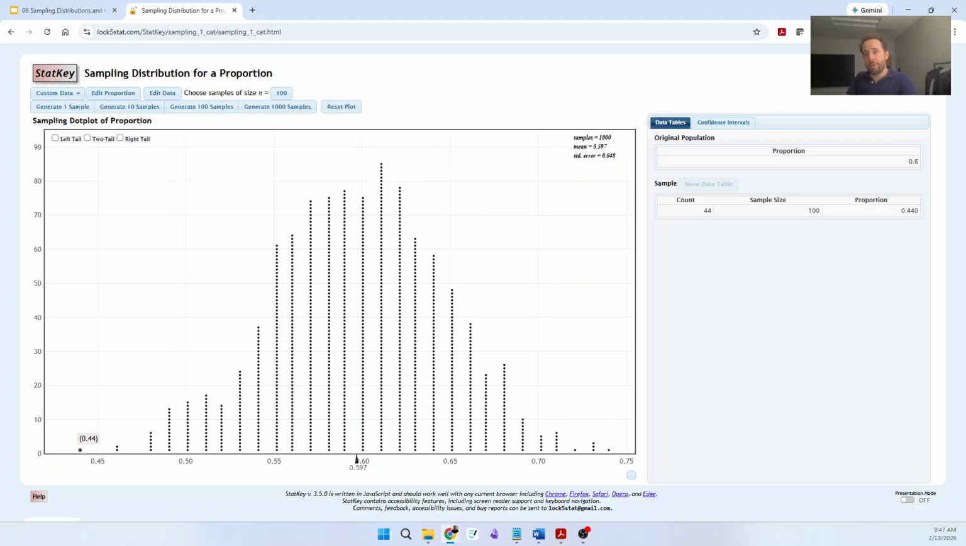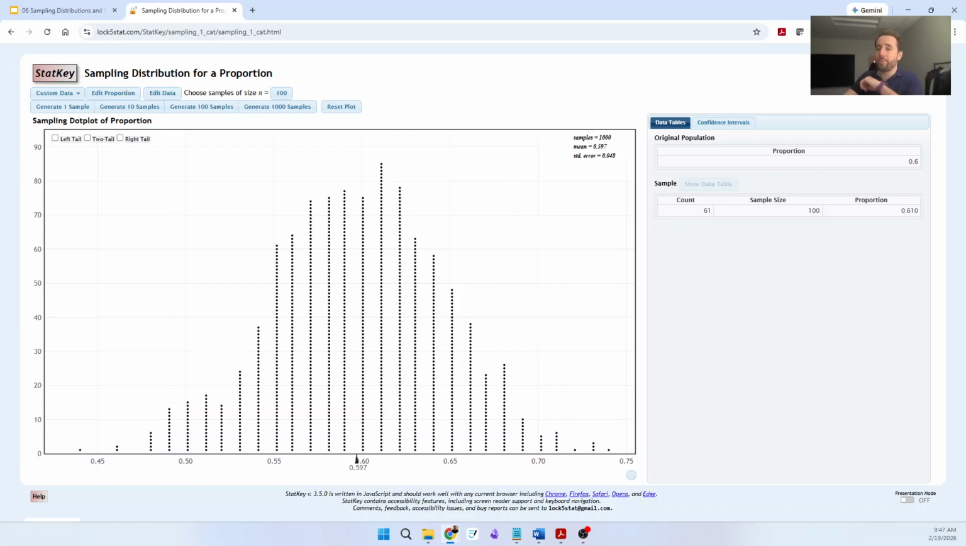But what you see overall is that over the course of 1,000 samples, individual samples could vary, from extremes as far as 44% up to 70-some%. But on the whole, the entire distribution is unimodal and pretty symmetric, centered around the 60% that we expected. So that is how we can simulate a sampling distribution for a proportion.